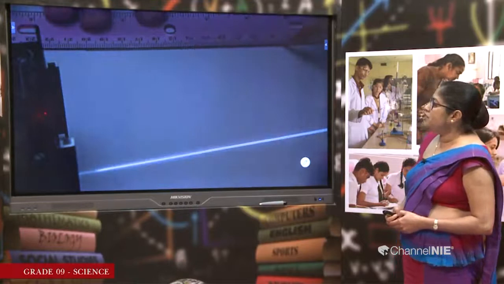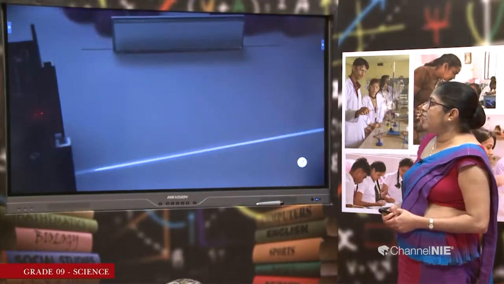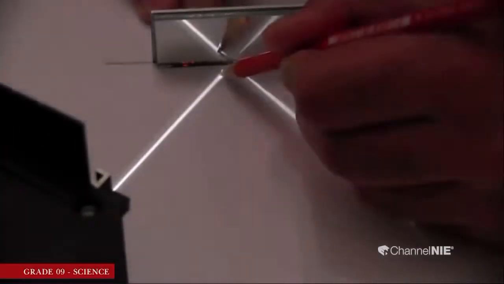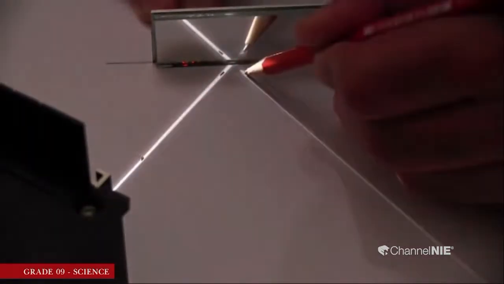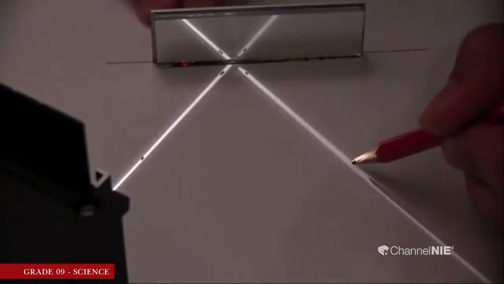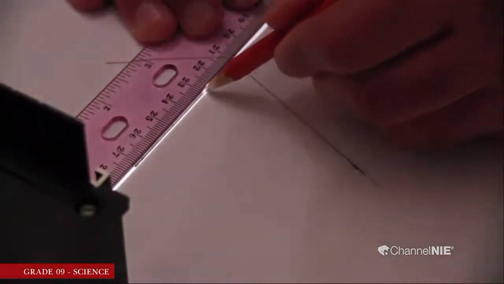This activity shows the reflection of light. First, you have to draw a straight line using a pencil. Then keep the plane mirror on the line, perpendicular to the white sheet. Next, direct a ray of light to the plane mirror, and trace the light ray that is falling on the mirror, and the light ray that is bouncing back from the plane mirror. Then draw the two light rays using a ruler.